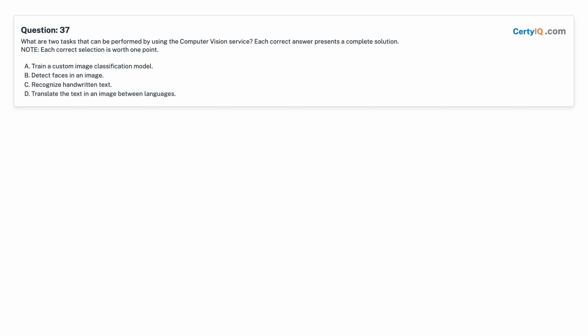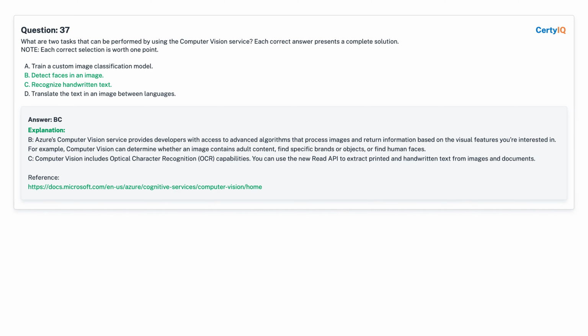Question 37. What are two tasks that can be performed by using the computer vision service? Each correct answer presents a complete solution. Note: each correct selection is worth 1 point. A. Train a custom image classification model. B. Detect faces in an image. C. Recognize handwritten text. D. Translate the text in an image between languages. Answer is C. Recognize handwritten text.